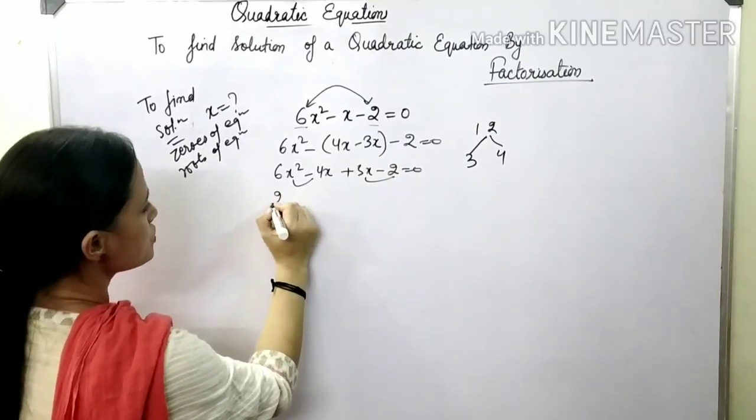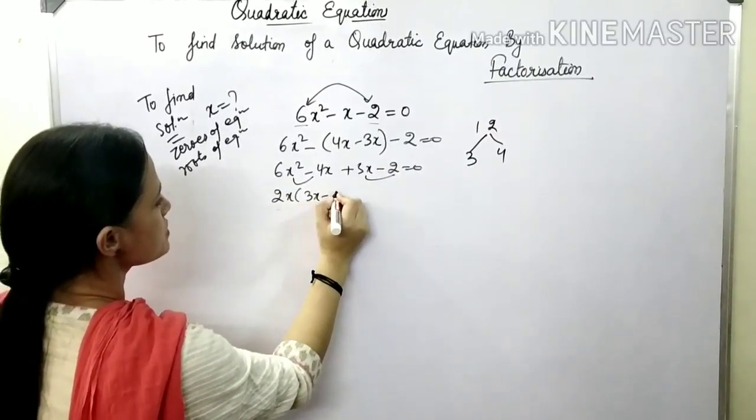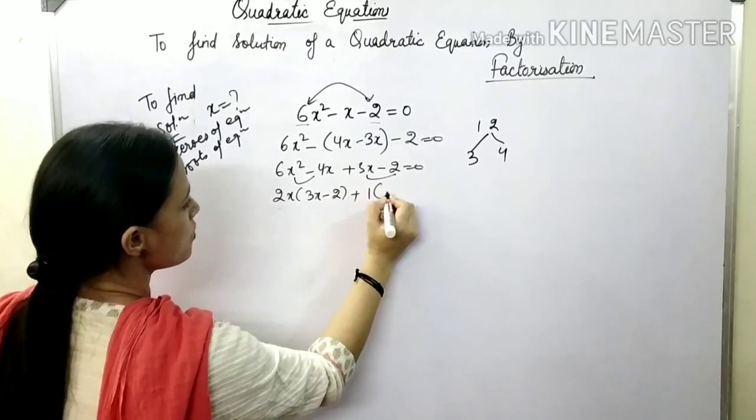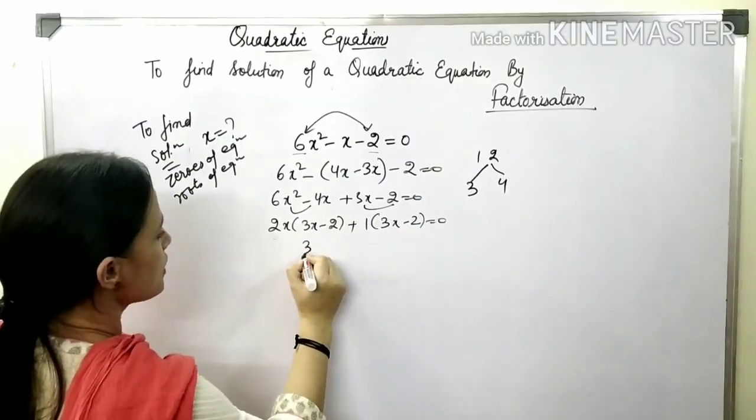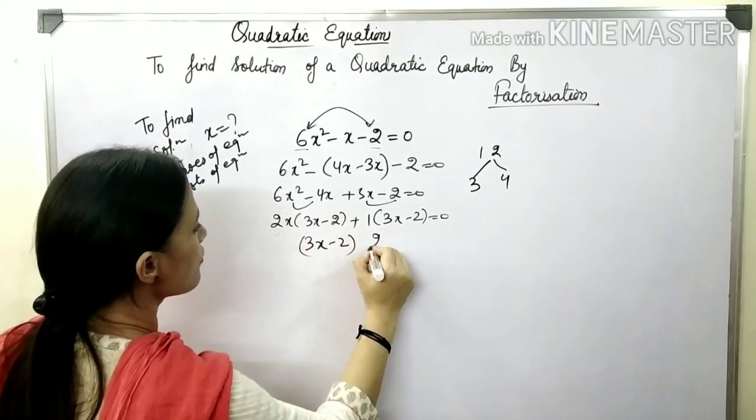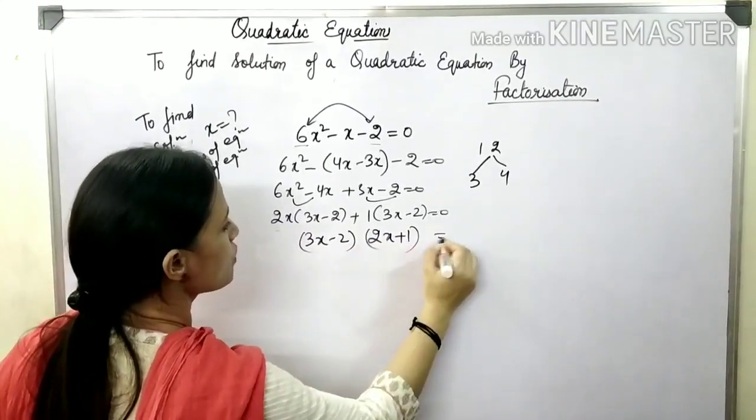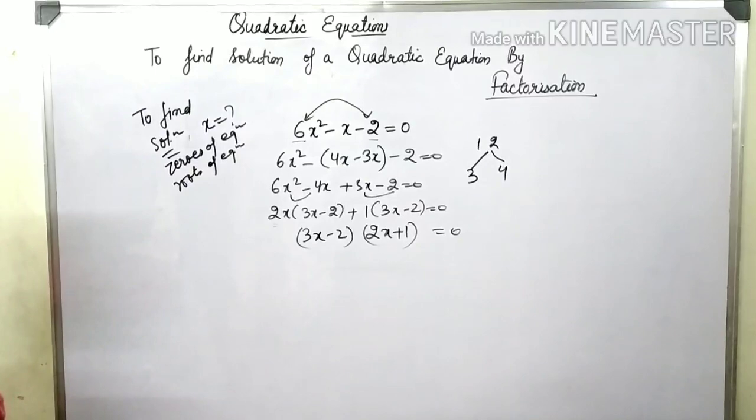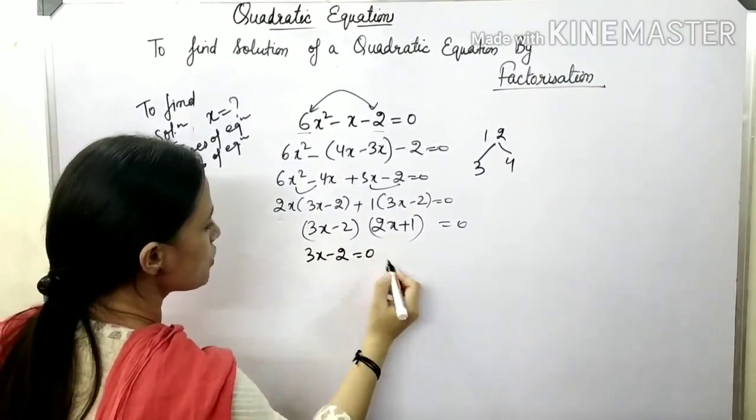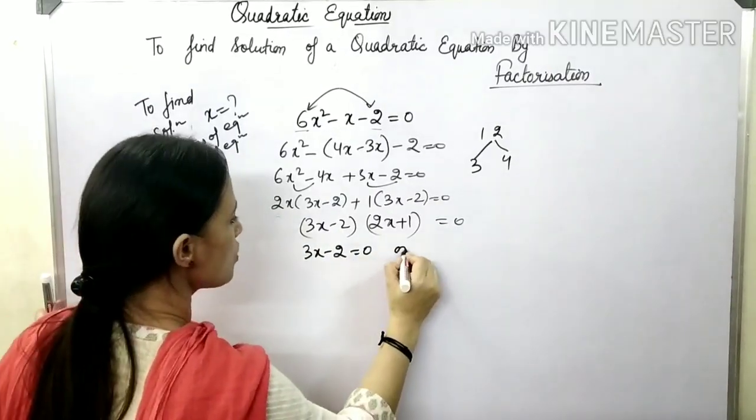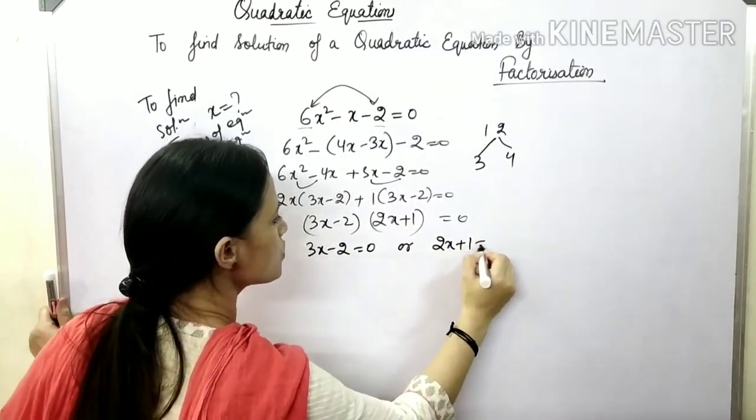Then regrouping, 2x is common, and 3x minus 2 is common, so we can take (3x minus 2) common, and it equals 0. So we can factorize, we got the factors equal to 0. Now to get the values of x, we'll equate the factors equal to 0. So either this is equal to 0 or 2x plus 1 equal to 0.